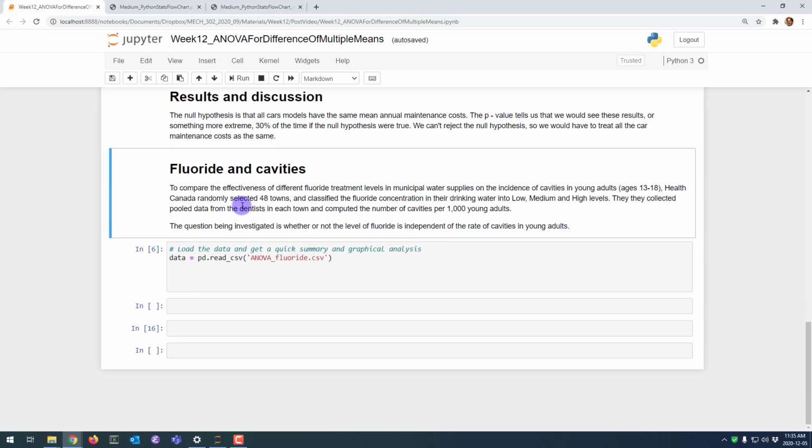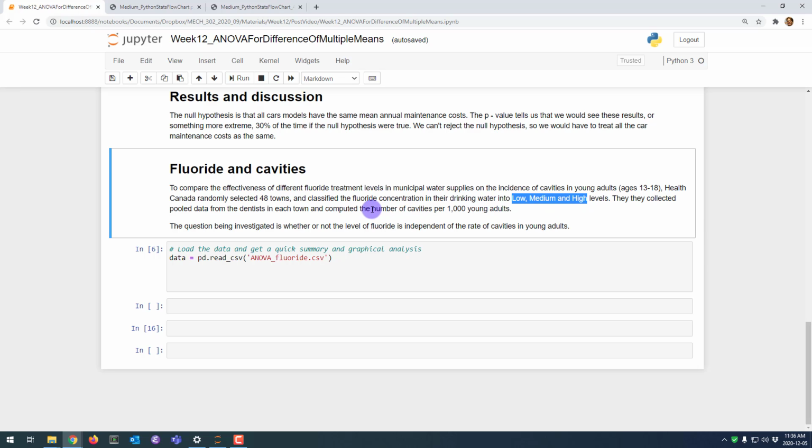Our second example is going to be looking at fluoride and cavities, and looking at different fluoride treatment levels in municipal water supplies. That's one of the public health measures that gets put in place in various cities to try to reduce cavity levels, because there's evidence that including fluoride treatments will help reduce cavity levels. What we have in this example are several cities, and their fluoride treatment levels have been classified into low, medium, high. So we're going to have 3 groups.